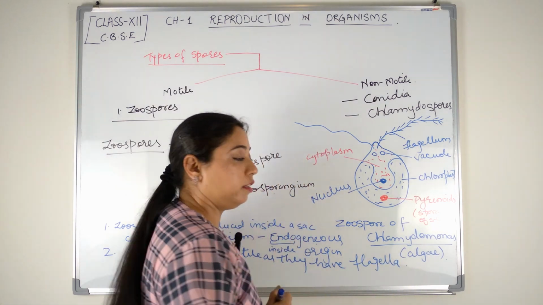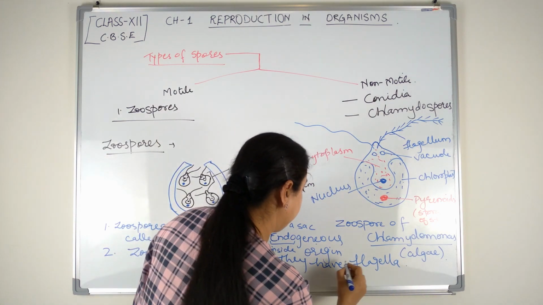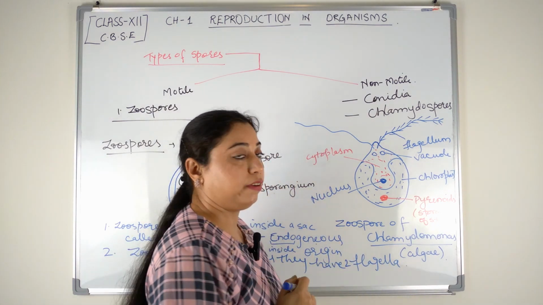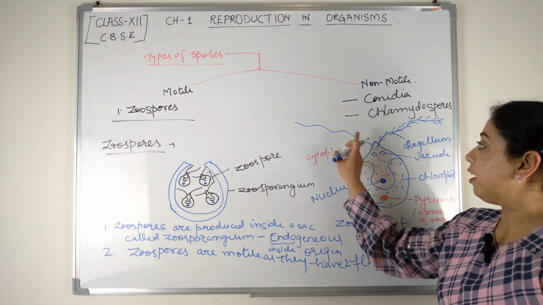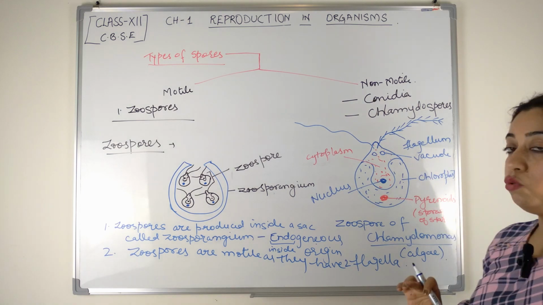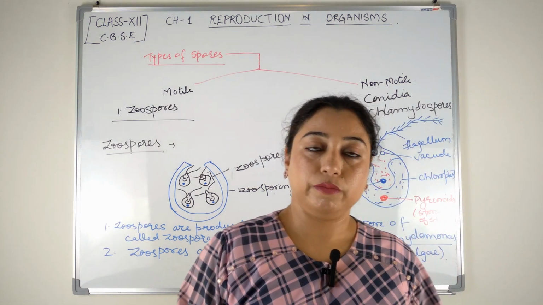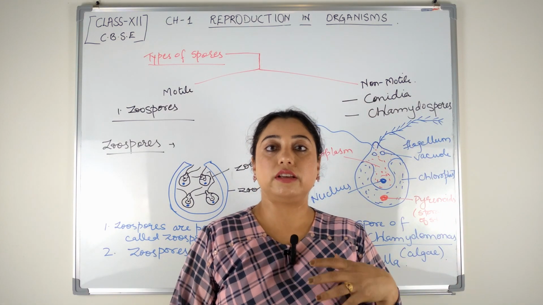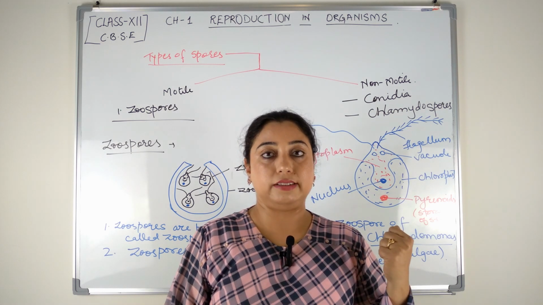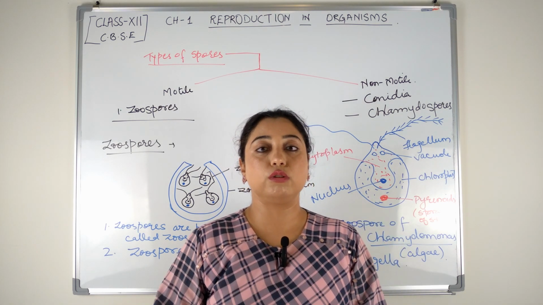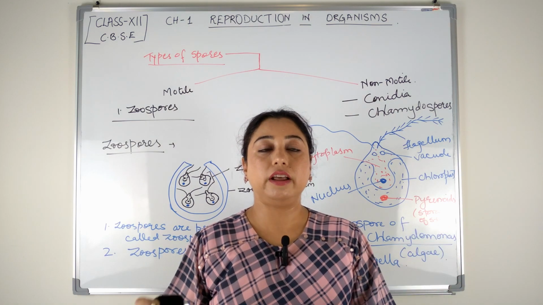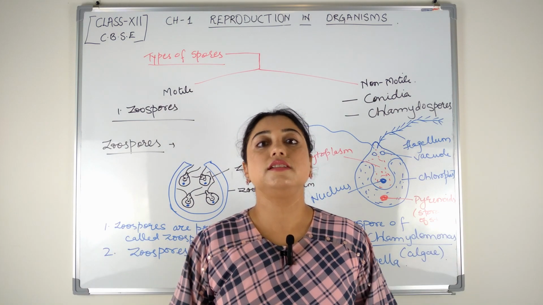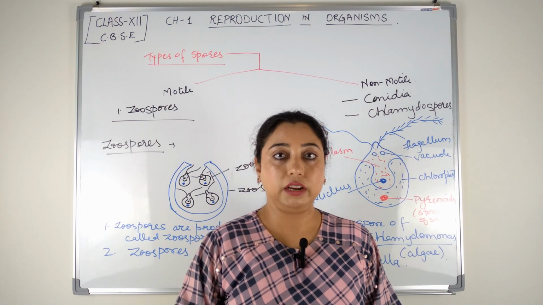As they have two flagella, zoospores are able to move. They are motile because they have two long flagella. As zoospores are able to move because of flagella, it's very easy for them to swim in the water if they are in an aquatic habitat, and to disperse to distant places easily.